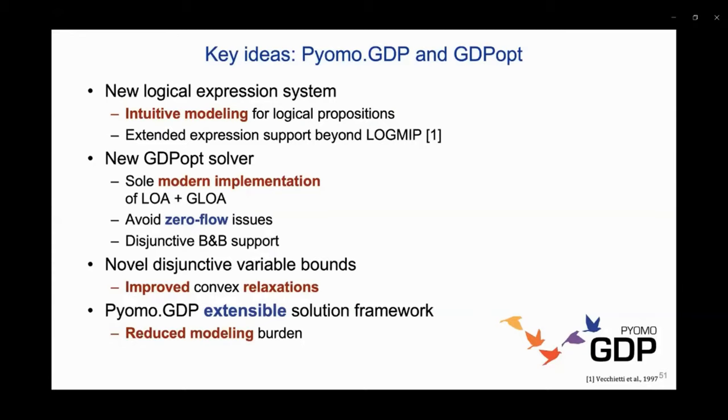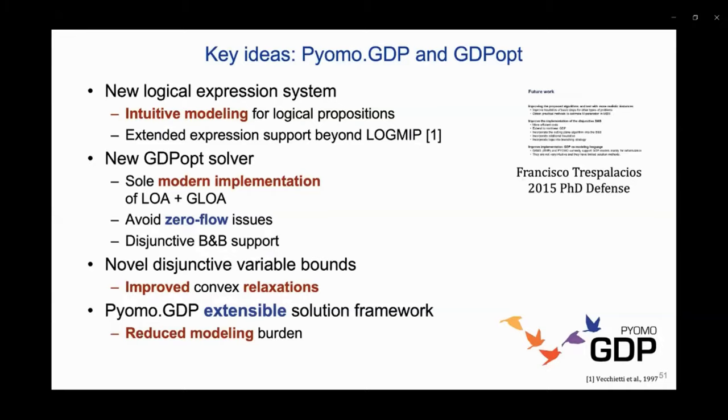But before I go into that, just to summarize again the key ideas in Pyomo.GDP and GDPopt: it is to give you an intuitive modeling scheme. It is a Pyomo implementation of logic-based, global logic-based approximation. And I think especially the issue of the bounds, the disjunctive bounds, has proved to be really quite effective, especially for global optimization.